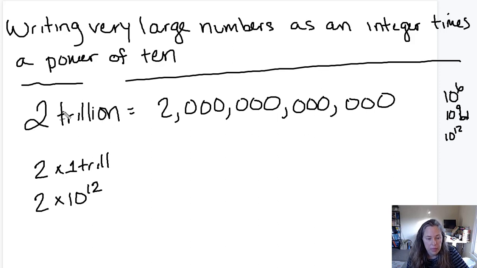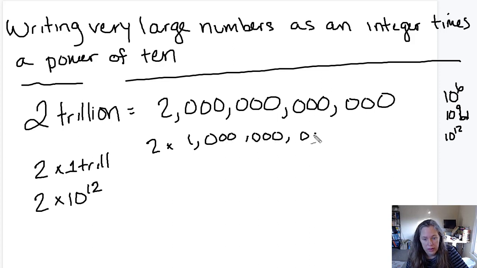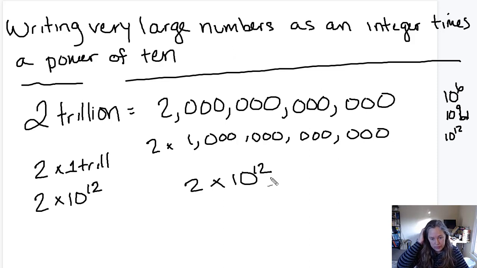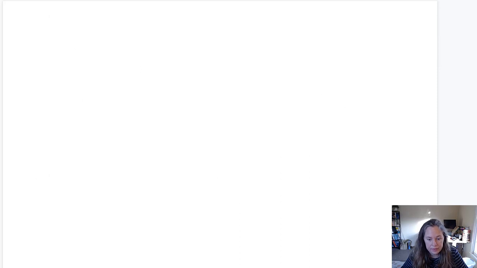Another way to do it, 2 trillion is 2 times, and you can think this out, I'm writing it for you, but 2 times 1 trillion, billions, millions, thousands, and you can count zeros, 1, 2, 3, 4, 5, 6, 7, 8, 9, 10, 11, 12. 2 times 10 to the 12th. Okay, so I'm going to erase this, we can try another one.